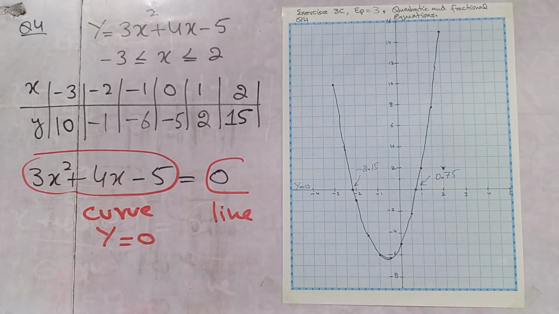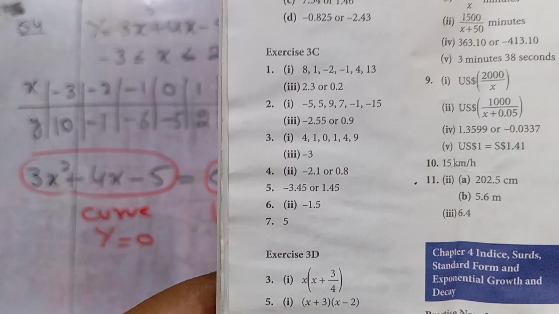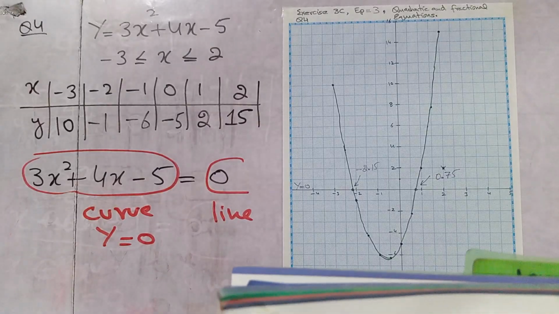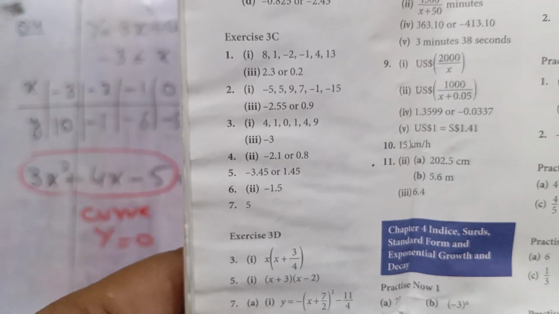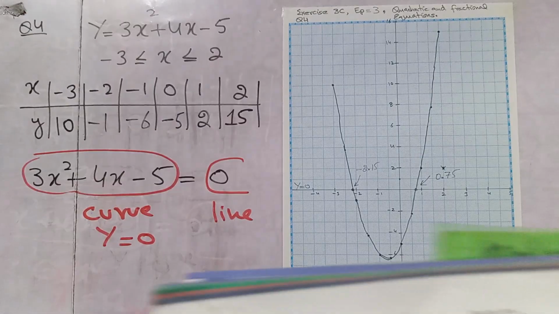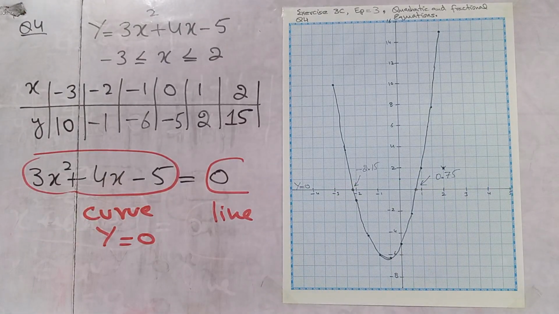When we draw graphs, our answer can be a little bit up or down. Let's see. Exercise 3C, the book says minus 2.1 and 0.8. So our answers are almost right. Their answer is minus 2.1. We said it's approximately minus 2.15. So our answer is also right. Their answer is 0.8. Our answer is 0.75. So approximately it's right.